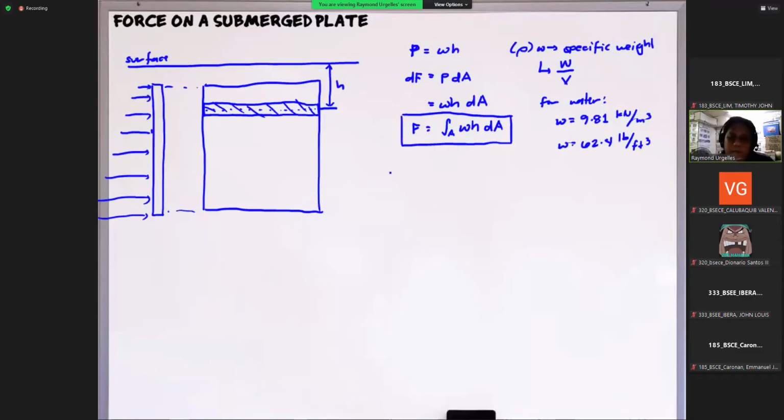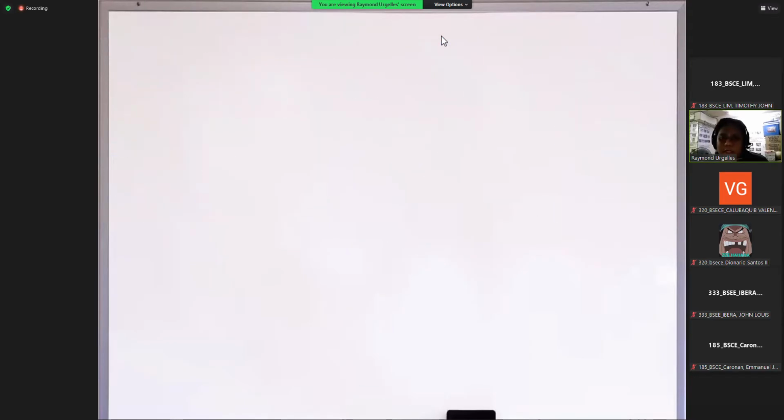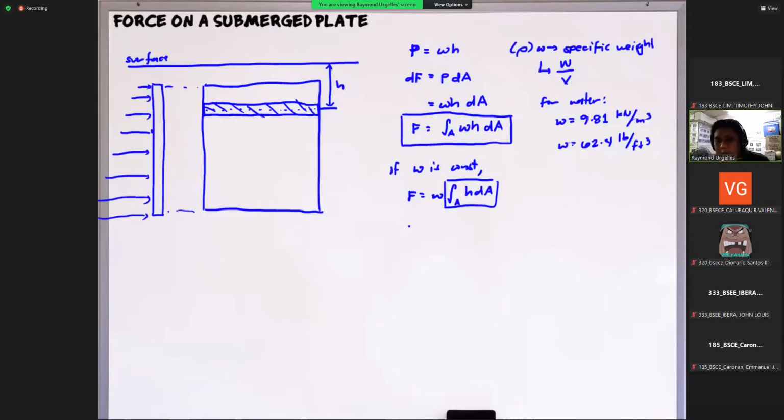So now, omega is constant, di ba? Pag constant yung omega natin, pwede natin siyang ilabas ng integration. So therefore, the force will be omega times the integral of h dA over the area. But as you can see, itong term na to, this is the first moment of an area. Pag first moment of an area, equal lang siya dun sa centroid times the area, diba? So pag alam natin yung location ng centroid nung nakasubmerged na plate, kahit hindi tayo mag-integrate, this is simply omega h bar times the area.